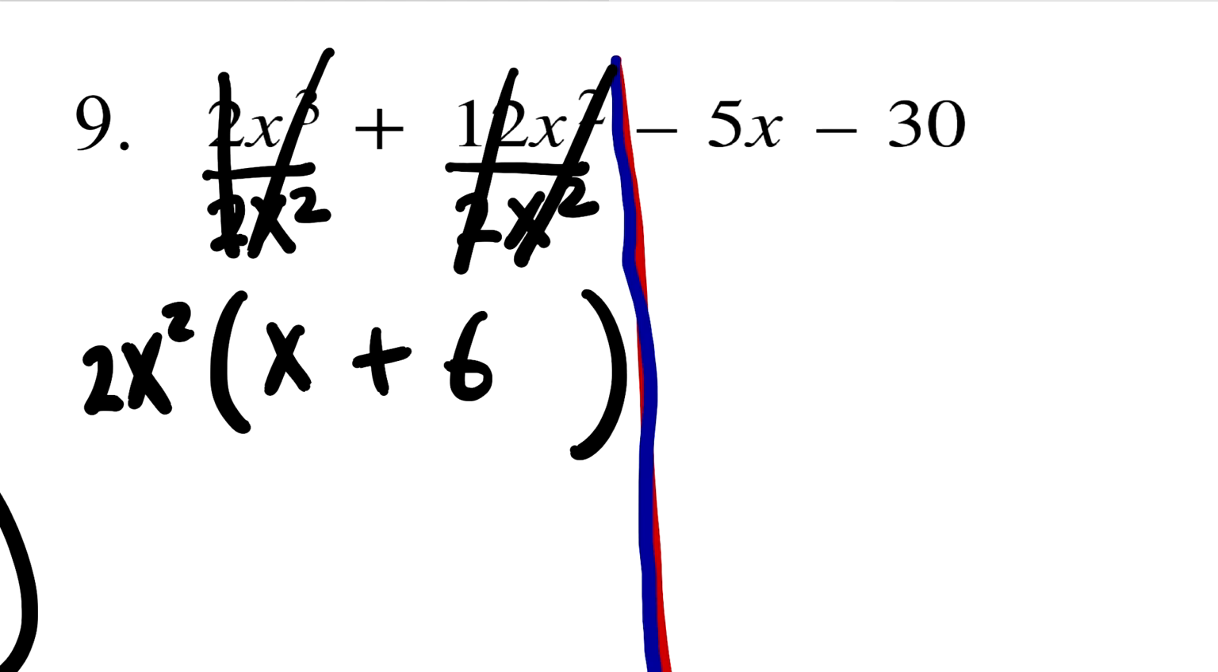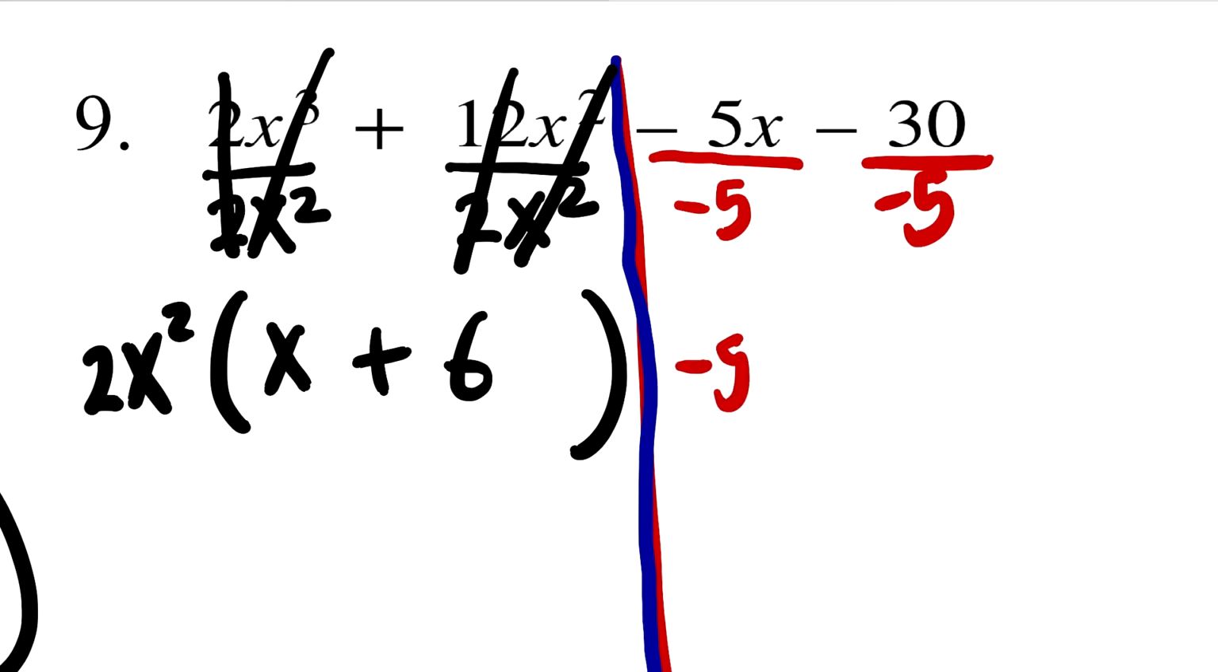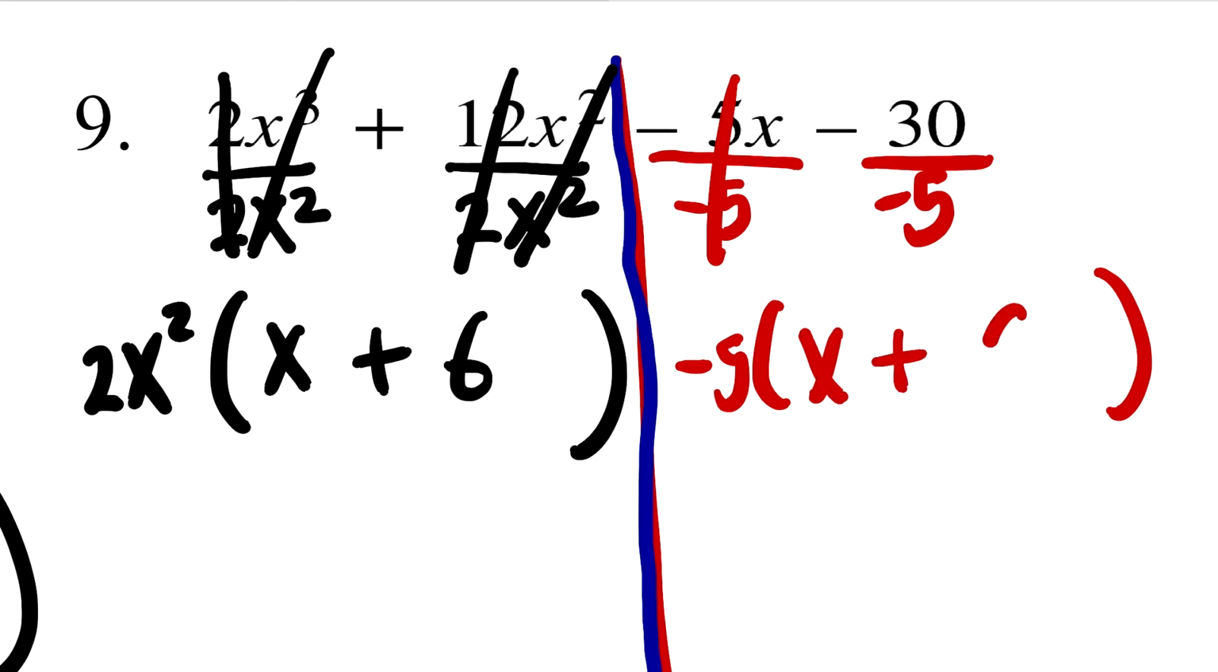In these two terms, what do they have in common? Well, they're both divisible by 5. So I'm going to go ahead and divide both sides by -5. So then you can take out a -5. That leaves you with an x plus 6.